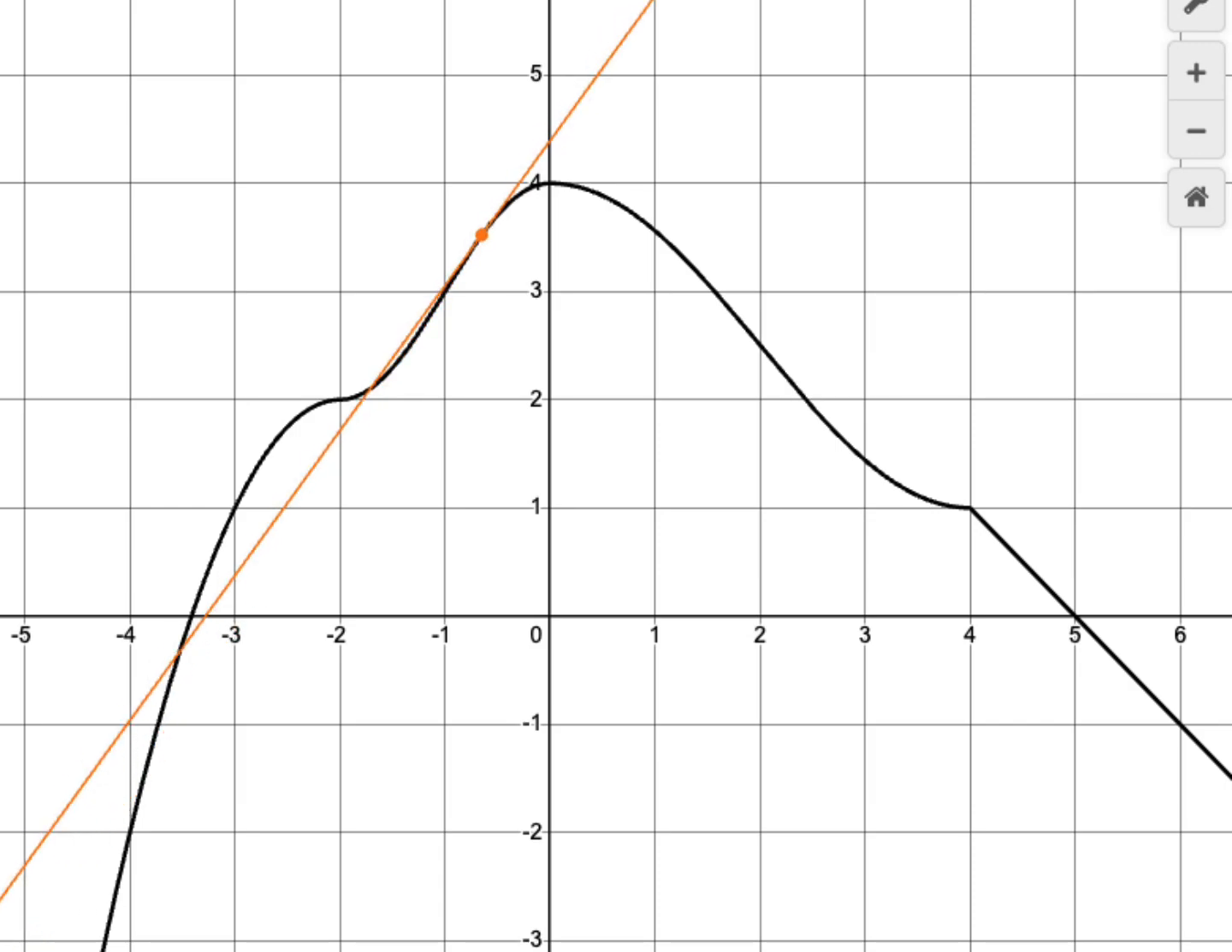And then the slopes decrease from positive to 0 and continue to decrease to more and more negative until we get to the most negative at x equals 2. Between 2 and 4, the slopes are now increasing from large negative to less negative to near 0.